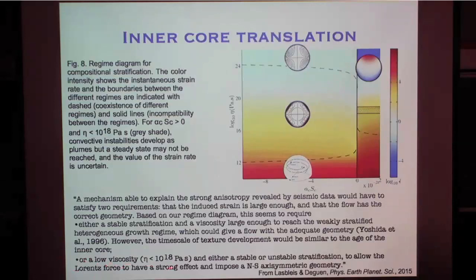Or low viscosity and either stable or unstable stratification to allow the Lorentz force to have a strong effect. So the other way you could make the anisotropy is maybe by exploiting the Lorentz force if you can hit a viscosity sweet spot and get your behavior quite right. So I would say here that there are clearly a lot of parameters, even in the geodynamical sense, that we really don't understand about the inner core. I was going to talk about the outer core briefly, and then I was going to talk about heat flow at the core mantle boundary briefly, but instead I think what I'd like to do is say it's going to be lunch soon and stop 5 minutes early so we can have a discussion about some of this stuff.